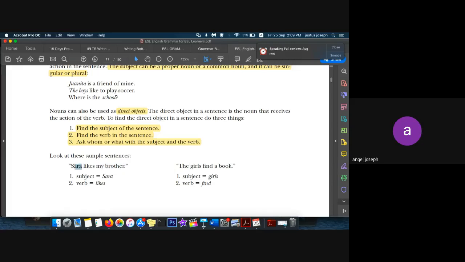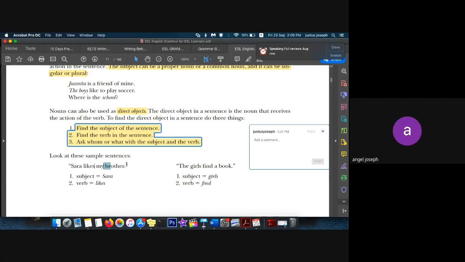First thing is, look at the subject of a sentence. Then look at the kriya, or the action that the subject is doing. And then the third thing, ask yourself, who or what? Who is this subject and this verb acting on, or what is this subject or verb acting on? Once you do that, the answer that you get becomes the object of the sentence.